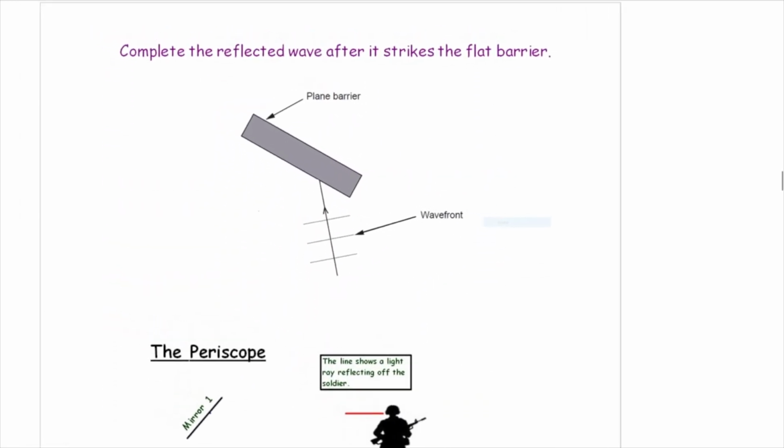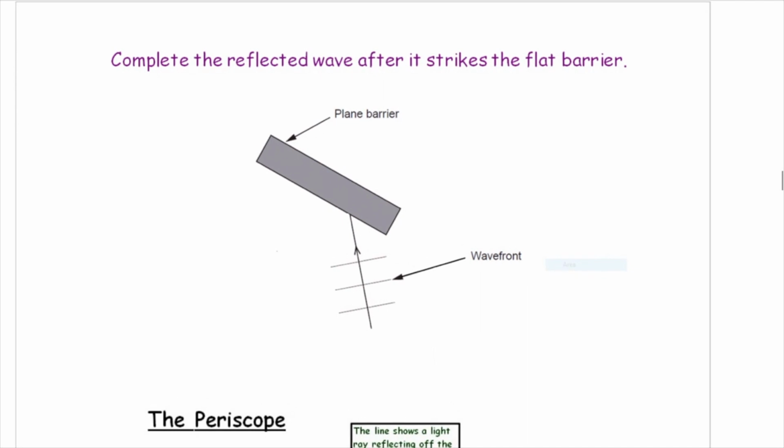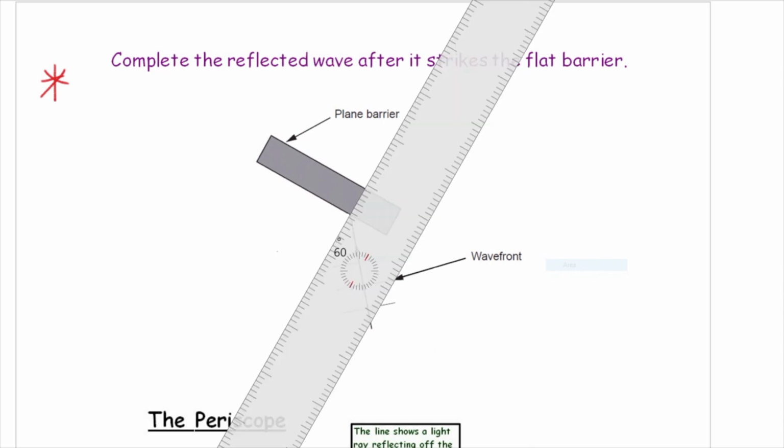Now, your job is to complete the reflected wave after it strikes the flat barrier. And so this is something for you to do now. Please, again, press pause, and when you complete it, press play. Make sure that you draw in the normal line at the point where the incident ray hits the plane barrier.